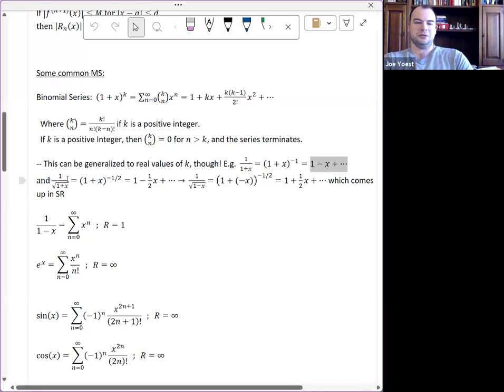Or something like 1/√(1 + x), which is (1 + x)^(-1/2), looks like 1 - (1/2)x and so on. Or 1/√(1 - x), it's (1 + (-x))^(-1/2), which is 1 + (1/2)x, etc. And this actually comes up in special relativity. This is related to the Lorentz transformation.